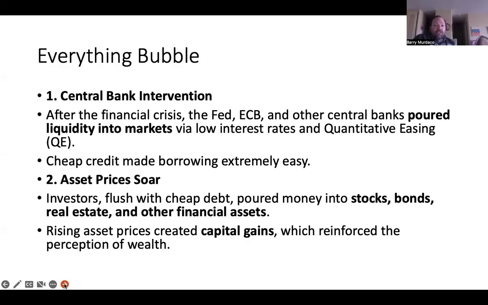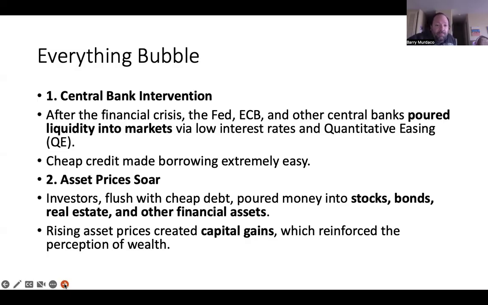After the financial crisis, the Federal Reserve, the European Central Bank, and other central banks poured money into markets via low interest rates and quantitative easing, in which the Federal Reserve would give trillions of dollars to financial institutions in exchange for the bad assets which they had. Cheap credit made borrowing extremely easy. Asset prices soared.